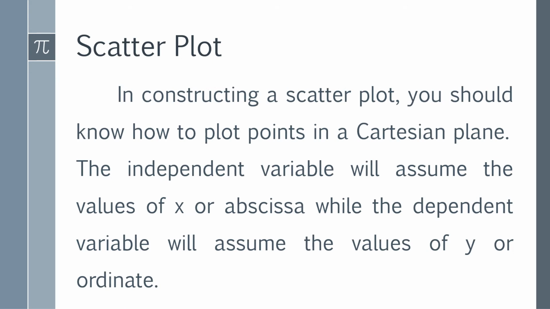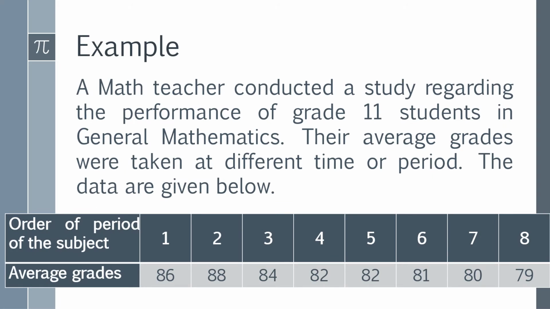So, in constructing a scatter plot, first we should have a background knowledge on how to plot points in Cartesian plane. So the independent variable will assume the values of x, or the abscissa, while the dependent variable will assume the values of y, which is the ordinate. Take a look at this example.